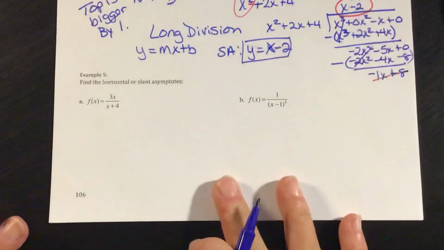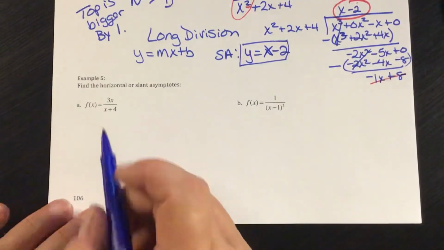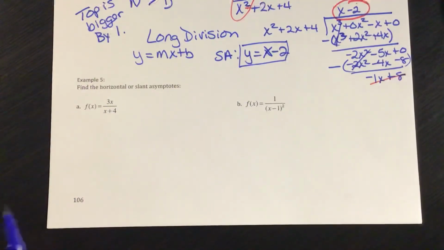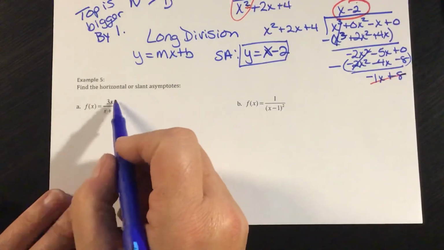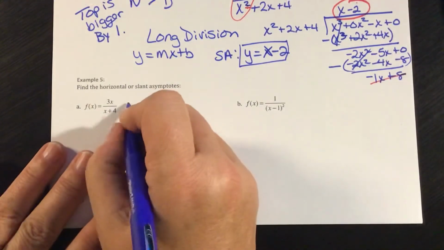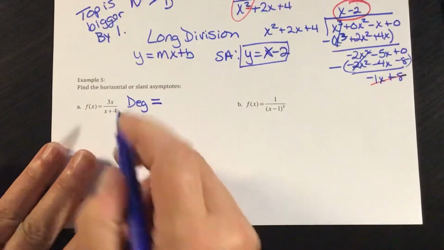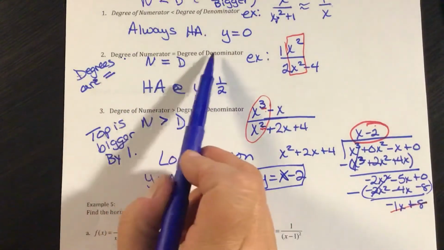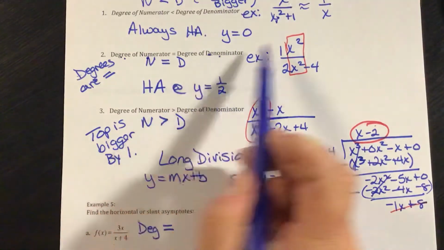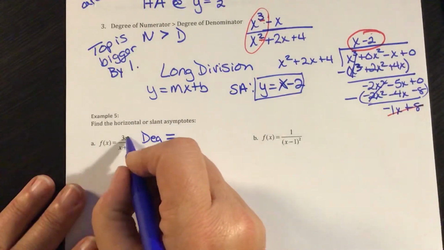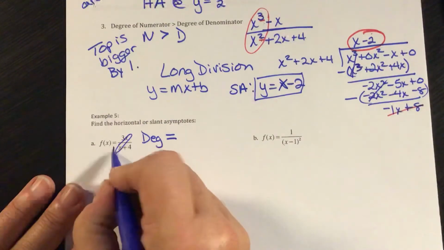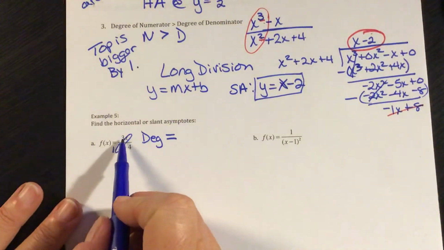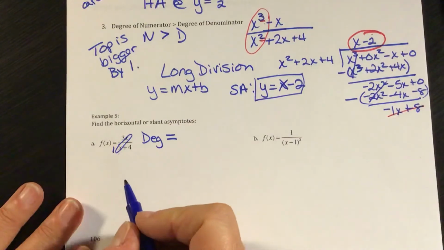So looking at some examples down here, we're going to compare my denominators. On part A, I have the top and the bottom are the same, so my degrees are equal. So in that case, I'm going to look up here. If my degrees are equal, then I'm going to look at the coefficients of those degrees. So here's my equal degrees. My coefficients are 3 on the top and 1 on the bottom.